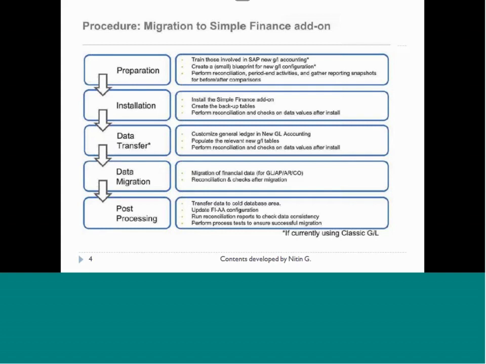Update some FI AA configuration. Run reconciliation reports to check data consistency and perform process tests to ensure successful migration. Then comes the unit testing and all. When you say perform process test, it means unit testing as well as end-to-end testing. You have to perform the testing to ensure the data migration is successful.